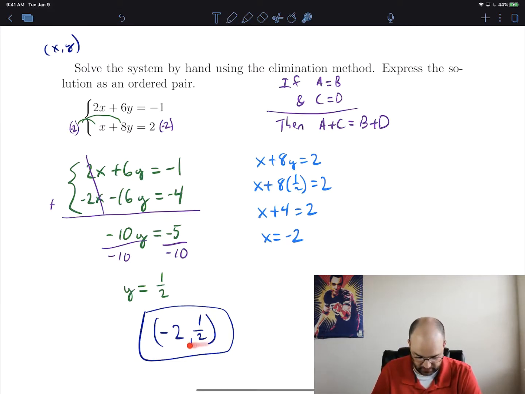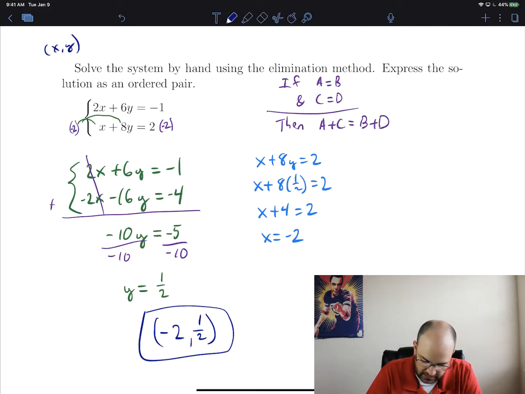And that is, in fact, the solution. Now, you can check this by plugging these in to both of these. 2 times -2 is -4. 6 times a half is 3. So -4 plus 3 is -1. Is -1 equal to -1? Yes, it is. -2 plus 4 is 2. Does 2 equal 2? Yes, it does. So that does, in fact, work.